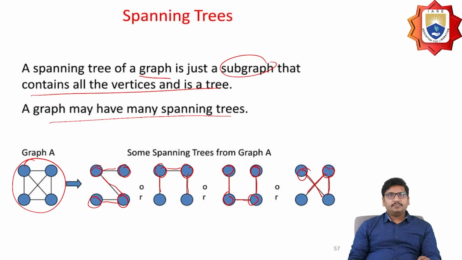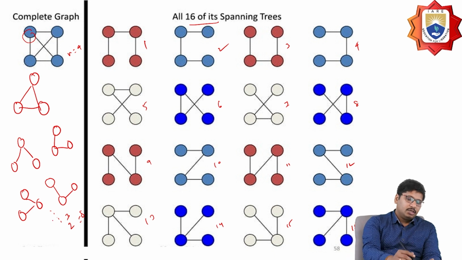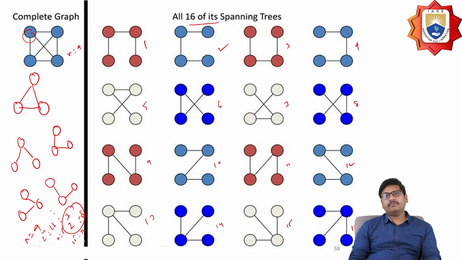So if I'm going to consider spanning trees, what are the possibilities I'm going to get? It is 2 power n options. For the given graph, if the number of vertices is 3, then I can get 2 power 3, that should be 8 possible spanning trees. If the number of vertices is 4, then I can get 2 power 4, that is 16 spanning trees. If it is 5, then 2 power 5, that should be 32 spanning trees.